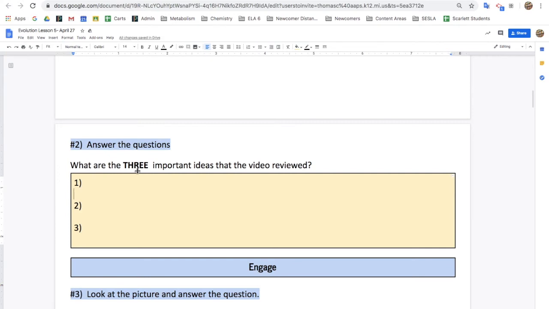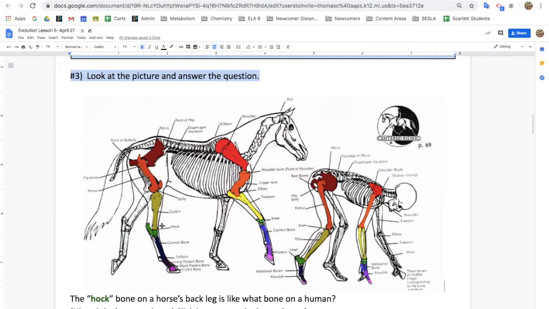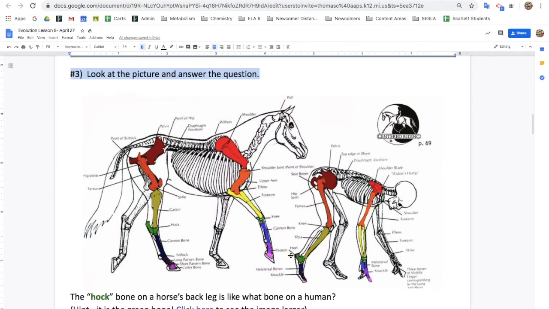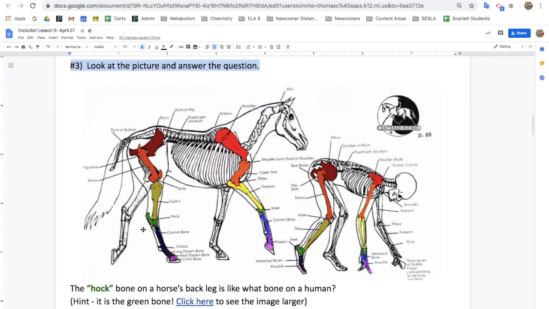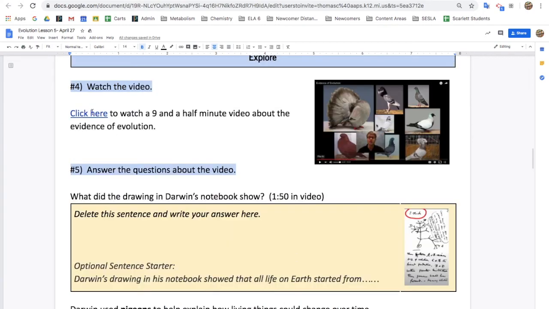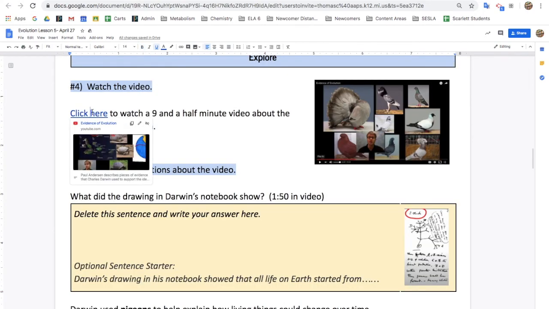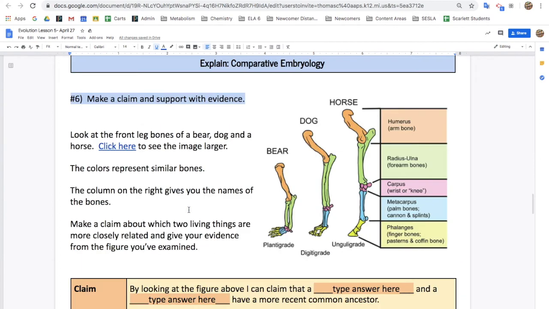Next, you'll write what are the 3 important ideas that we reviewed in this video: geologic time, law of superposition, and comparative anatomy. Today's first activity asks you to look at the hock bone on a horse's back leg and find what bone it compares to in a human. Hint, they're both green. What does this tell you about if we have a common ancestor? Next, you'll watch a 9.5 minute video about Charles Darwin and evolution. You'll answer 3 questions about the video. Then, you'll make a claim and support it with evidence.